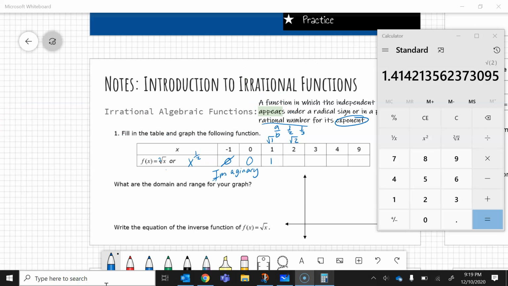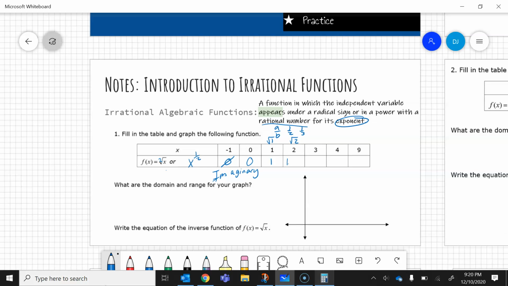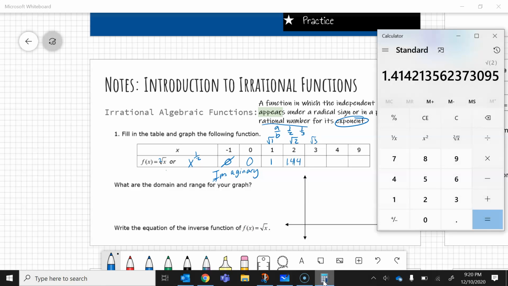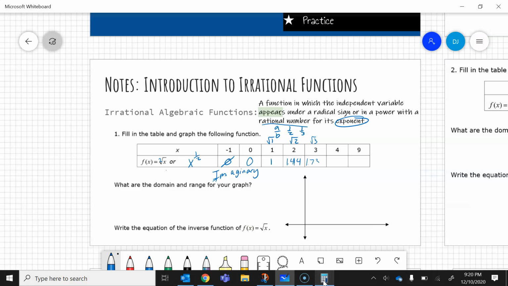All right, so I went ahead and pulled up my calculator and typed in 2 square root, and that gave me 1.414. So that's going to be the value that I'm going to plug in here. So it's going to be 1.414. And then I have the square root of 3. The square root of 3 would be 1.732. And the square root of 4 is just 2. The square root of 9 is 3. So those are pretty simple to graph.